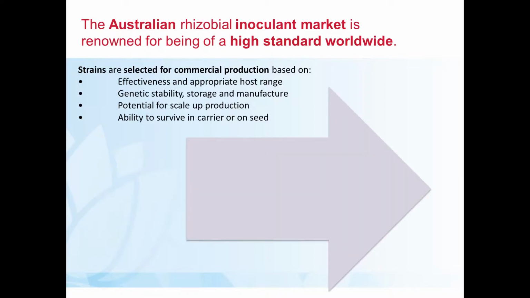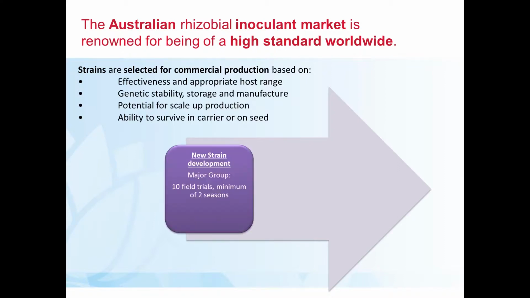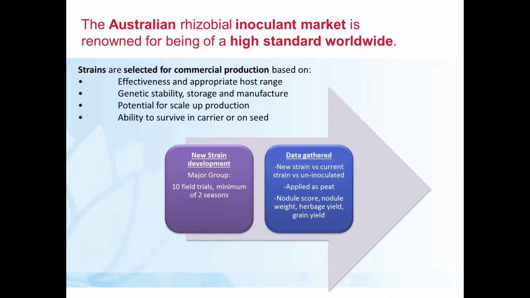If you were to go about changing a commercial strain for a major group, a major group being something like chickpea or the faba lentil group, you'd need 10 field trials over a minimum of 2 seasons. In these field trials, you'd gather data such as the new strain versus the current strain versus an uninoculated plot. The strain would be applied as peat, and we measure all sorts of things like nodule score, nodule weight, herbage yield, and grain yield.